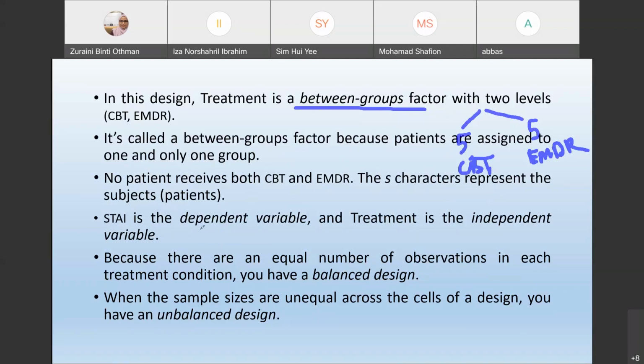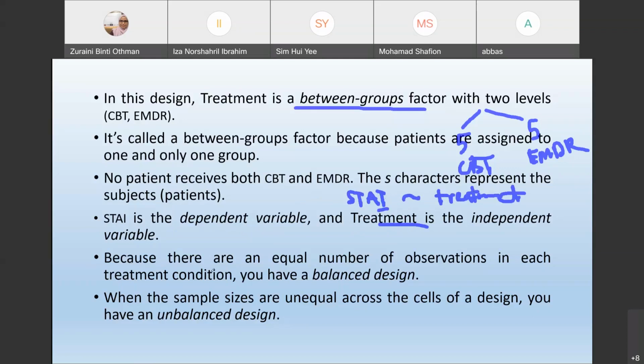This character represents the subject or patient. STAI is the dependent variable. We want to know the STAI result. It depends on the treatment. The treatment is the independent variable. The STAI depends on the treatment, on what treatment they have.